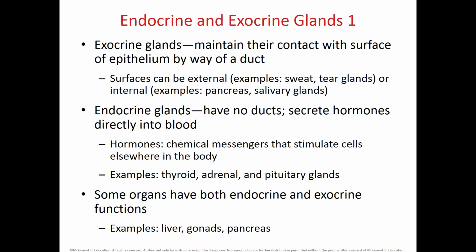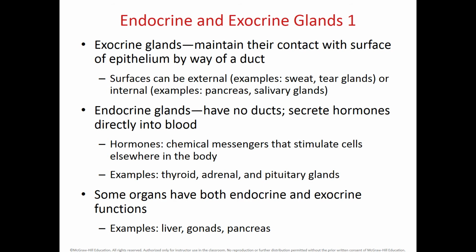We have the endocrine glands that don't have a duct, but they secrete the hormones directly into the blood. And the hormones that are produced by these endocrine glands will be chemical messengers that stimulate cells that are located sometimes farther away from the area where these hormones were produced and released. Examples of endocrine glands will be thyroid, adrenal, and pituitary glands.